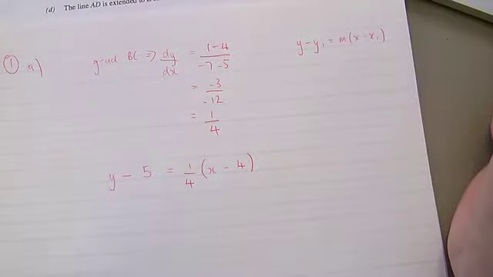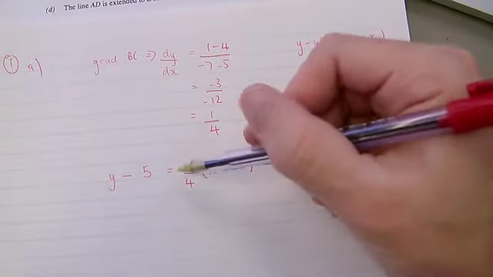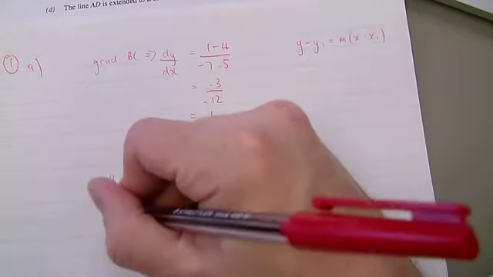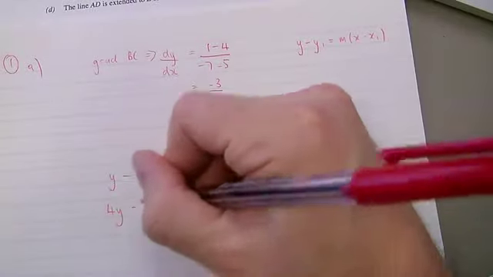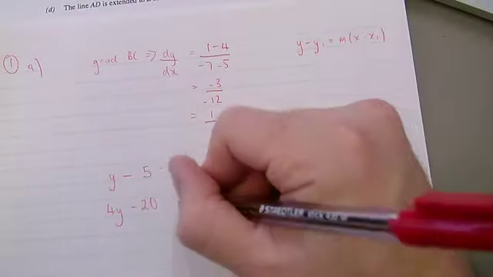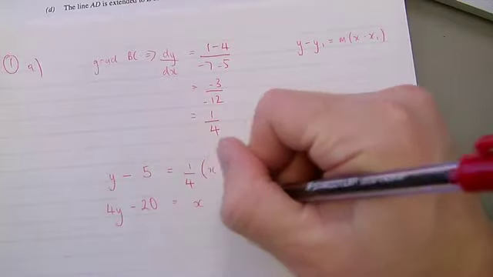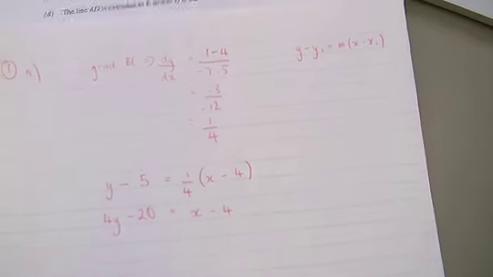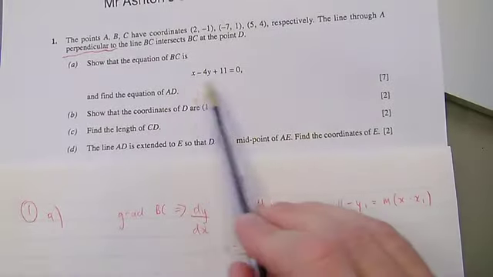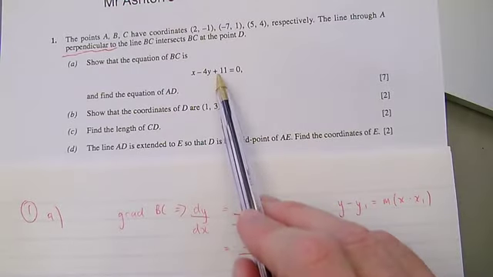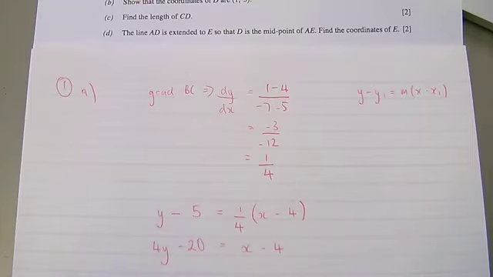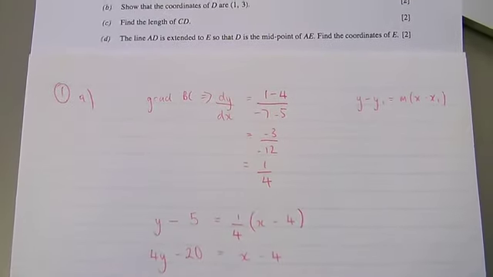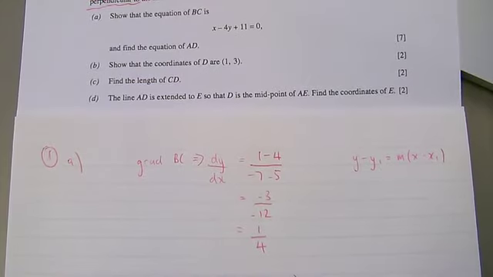Okay, now what I'd be tempted to do here is bring the 4 over to the side to get 4y, and then minus 20, and that equals x minus 4. Now at this point here, I'm starting to think I've made a mistake because I'm told that the equation was going to be plus 11. I can quite clearly see from my working that minus 20 and then minus 4 isn't going to make positive 11. So that's what I'm worried about here.